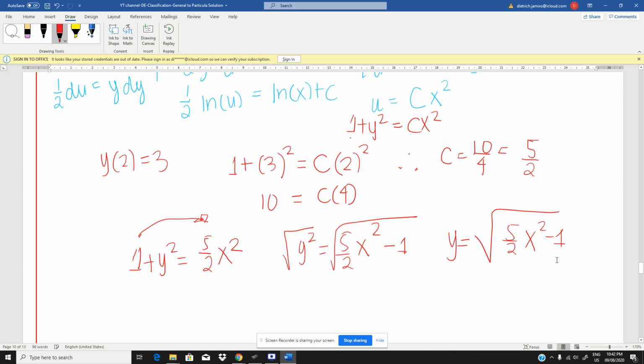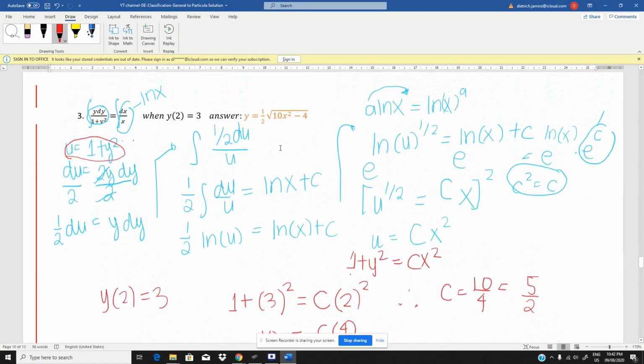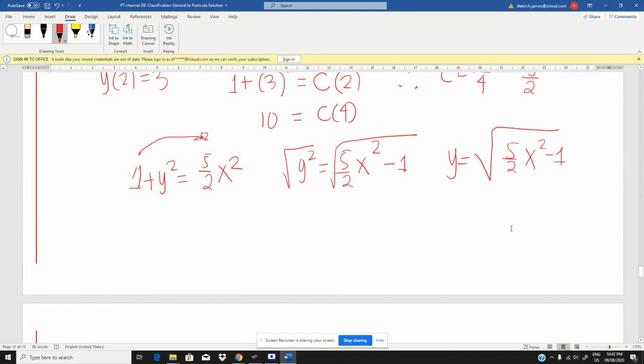So you can see our answer is correct. But the problem is we should simplify it further. So we should have an answer like this one: y is equal to 1 half square root of 10x squared minus 4. So I'll factor 1/4 from this. So we will have y is equal to the square root of 1/4 quantity. Then I'll put 10 here, so it will become 10 out of 10 over 4. 10 over 4 is also equivalent to 5 halves.